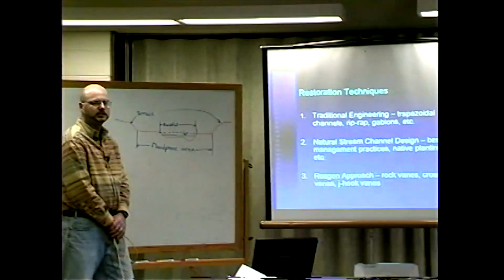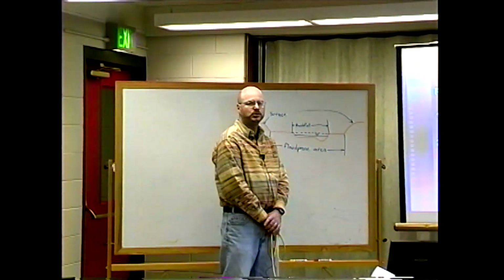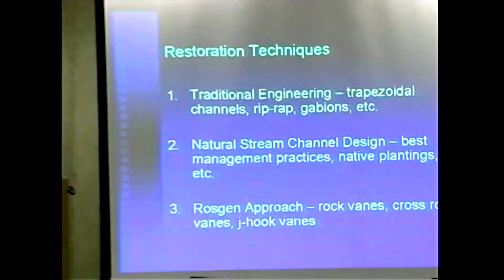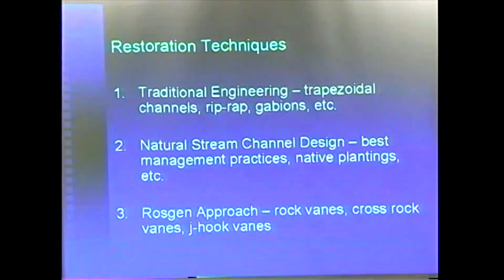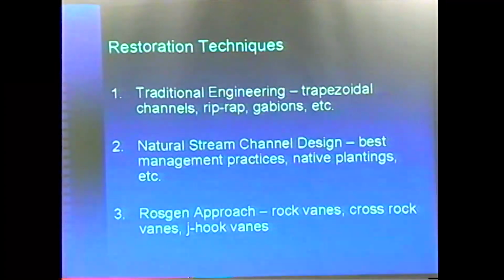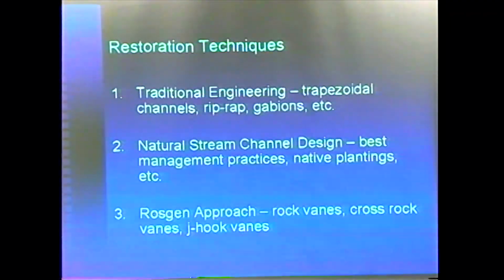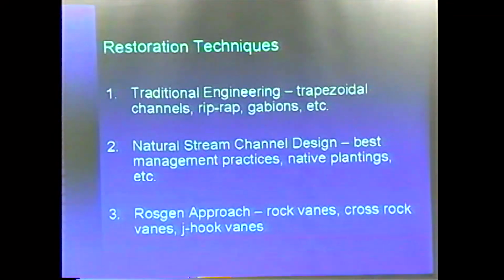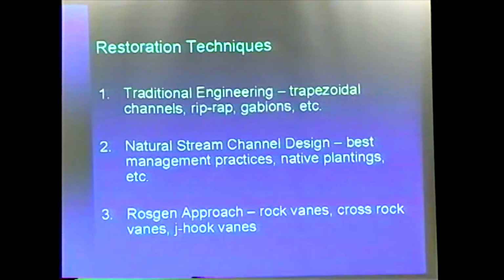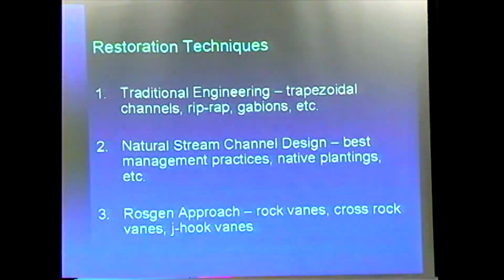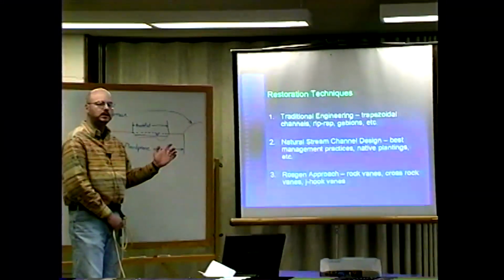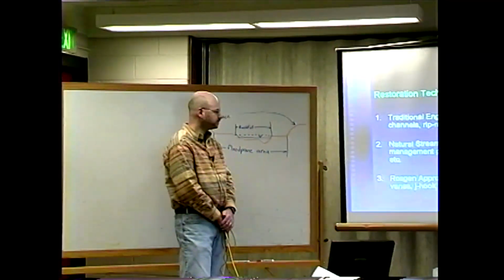Well, there's a number of restoration techniques that can be used. Of course, the traditional engineering type: trapezoidal channels, riprap, gabions, things like that. Natural channel design, stream channel design, these include best management practices, native plantings. And then there's the Rosgen approach, which sort of includes all of those, but also includes things such as rock vanes, cross rock vanes, J-hook vanes. These structures help to maintain the water flowing through the center of the channel, thus keeping the erosive force of the water from eroding the stream banks further.